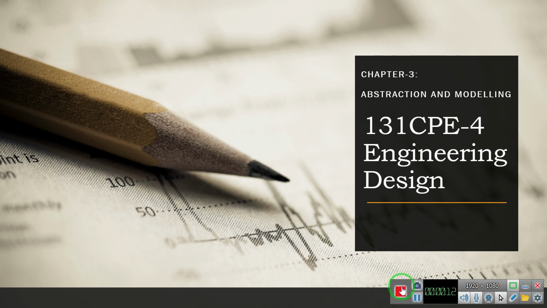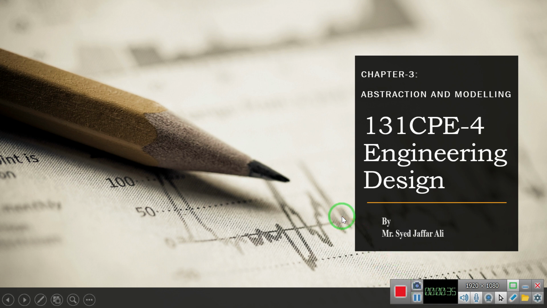Okay, students, today we'll study chapter 3 of engineering design. The chapter name is Abstraction and Modeling. In this chapter, we have one problem with solution. So in the final exam, you will surely get a problematic question, and you have to solve that. You will get almost 5 to 6 marks.